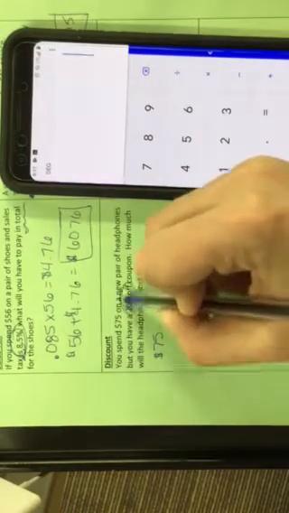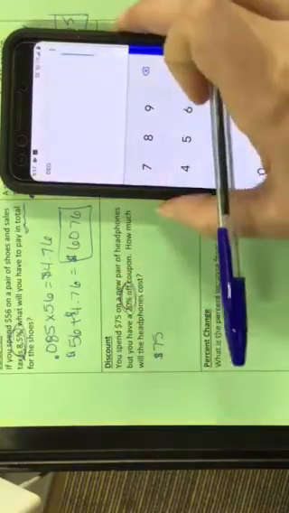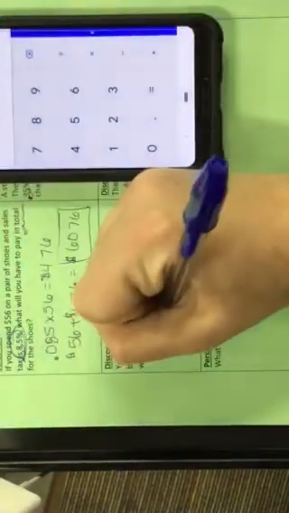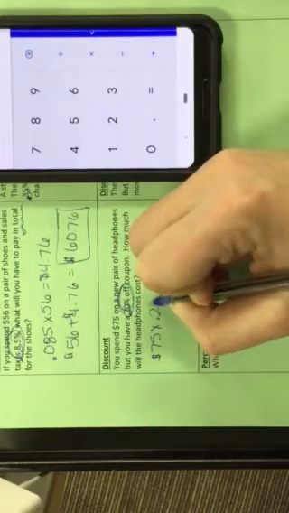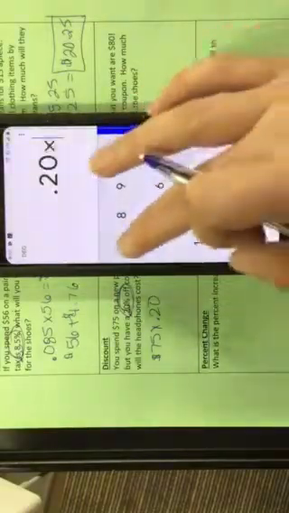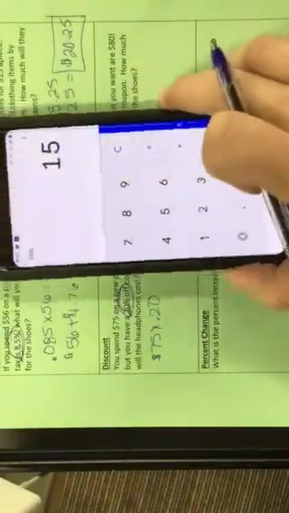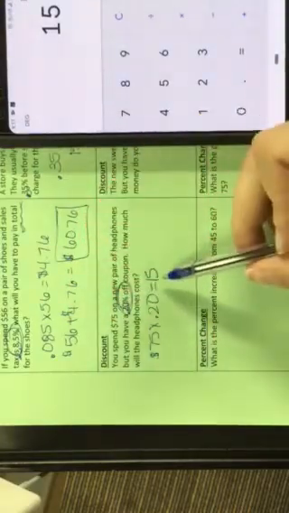So I'm going to do the same thing as previously. I'm going to find out what is 20% of $75. So I'm going to multiply $75, there's my invisible decimal, times 0.20. 0.20 times 75 equals $15. That is how much money I get to save.